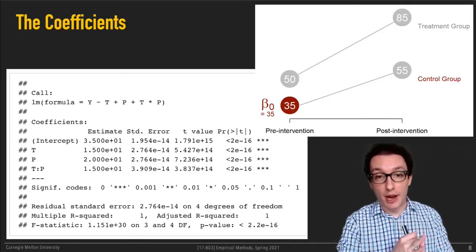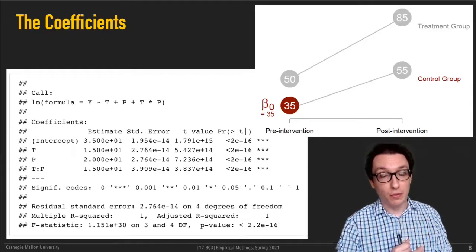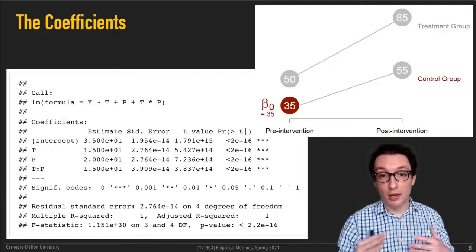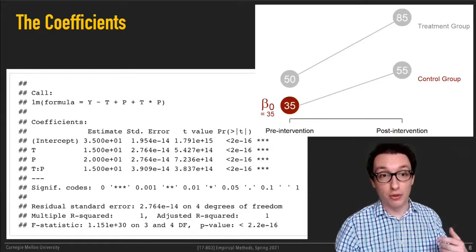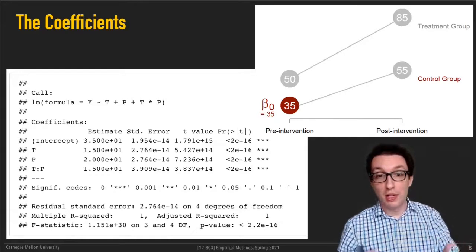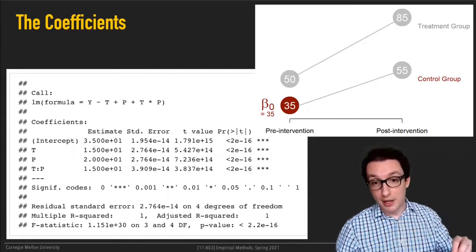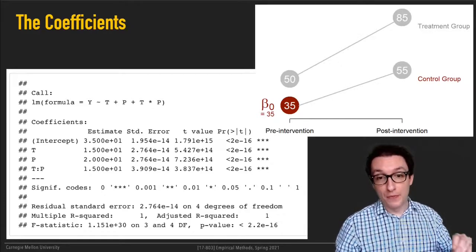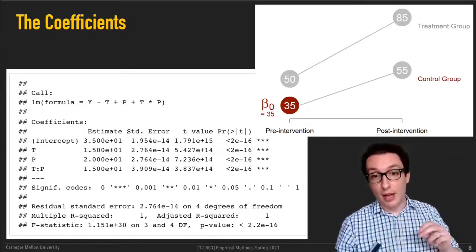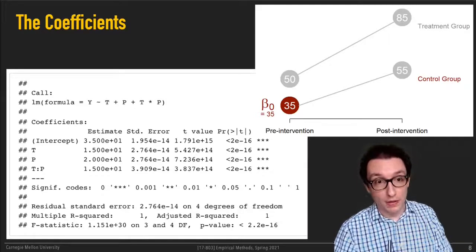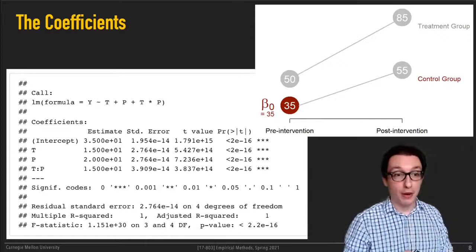and I am control, not treatment, right? So of that combination of things, where am I? Am I pre or post? And am I control or treatment? That only leaves me with this bottom left point there. So this is the estimate of the mean value of this outcome variable in the control group before the intervention. Cool. Okay, so let's look at the next one.